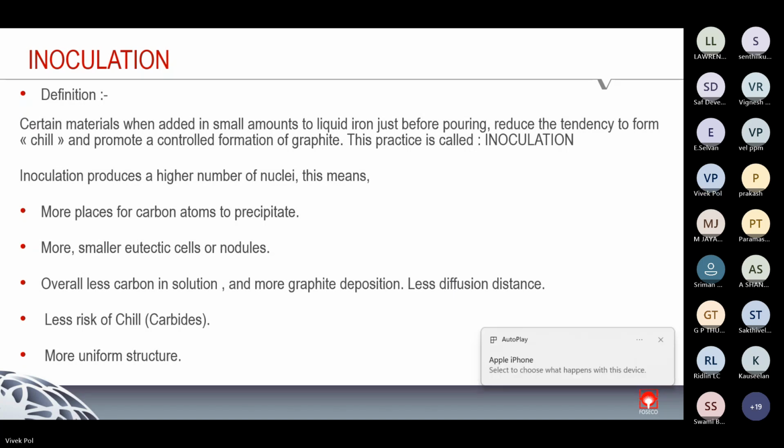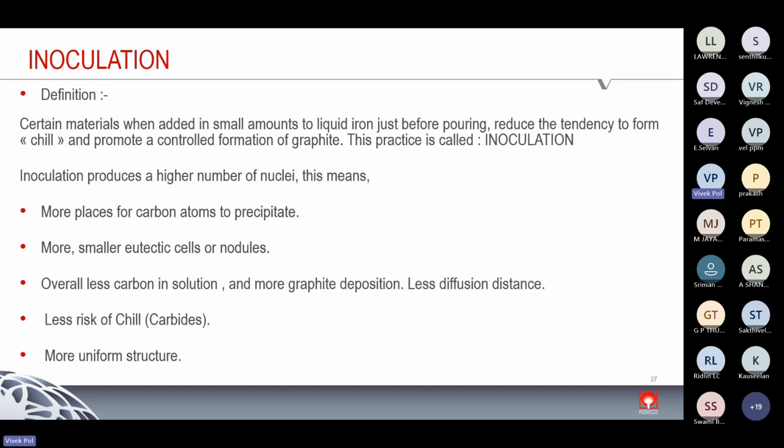One of the important products is inoculation or inoculants. And what is an inoculant? It is a ferrosilicon-based material with doping of some special elements like barium, zirconium, strontium. Depending on casting grades and casting geometry, we select different types of inoculants. But the main role is they create more places for carbon atoms to precipitate. Effective inoculation means effective graphite precipitation. So it increases nodule count in SG iron. It increases eutectic cell count in the case of gray iron.